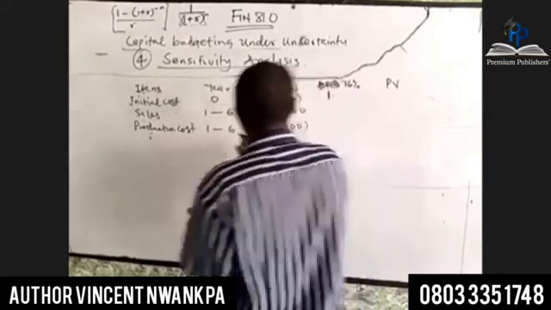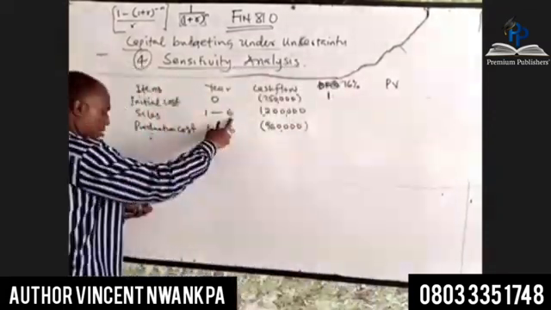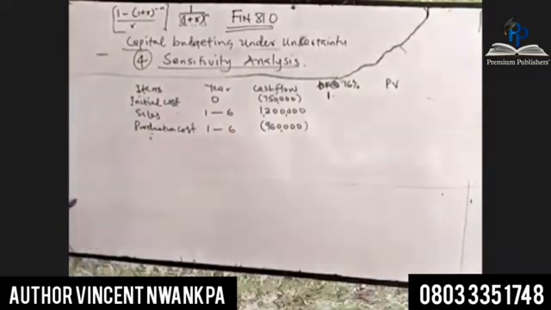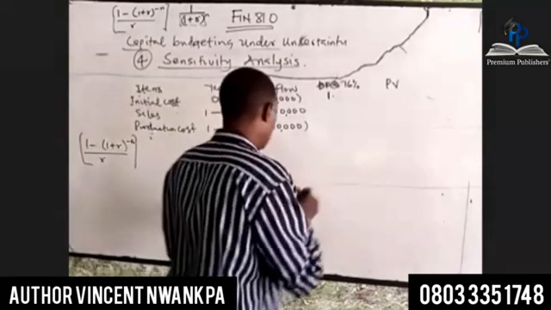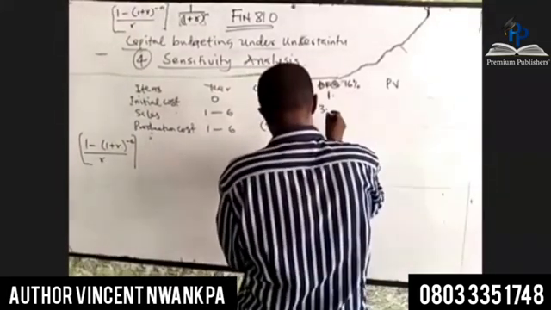Oh yeah. The solution is 1 to 6. Have they forgotten? As we have been doing, 1 to 6, 1 minus (1 plus R) to the power minus 6, all over R. Here's our formula. Have they forgotten? If you calculate, we don't have time.